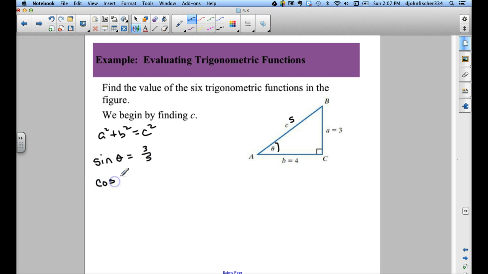Cosine of theta is adjacent over hypotenuse. Opposite is always opposite my angle. Adjacent is the side that makes up the angle that's not the hypotenuse. So here, adjacent over hypotenuse is 4 over 5. Tangent of theta is opposite over adjacent, 3 over 4.